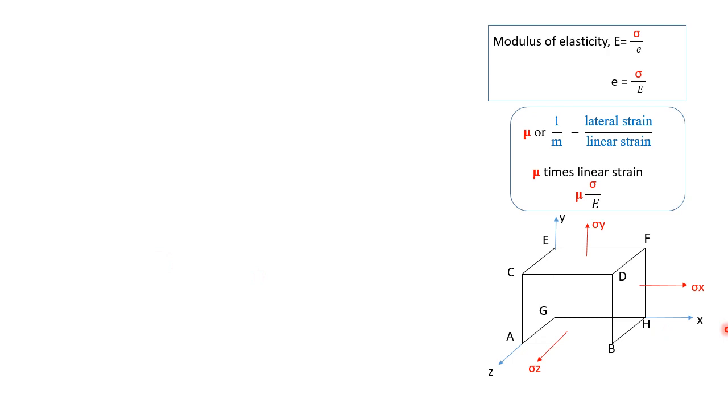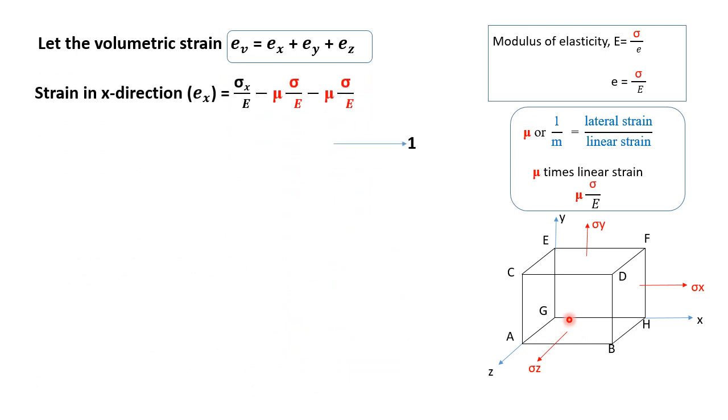Now let's consider the force is acting towards the x direction. If the force is acting towards the x direction, then what will happen to this body? Along the x direction, it will get elongated, and in both the y and z directions, the body will get compressed. So the equation becomes sigma x upon capital E minus mu sigma by E minus mu sigma by E.